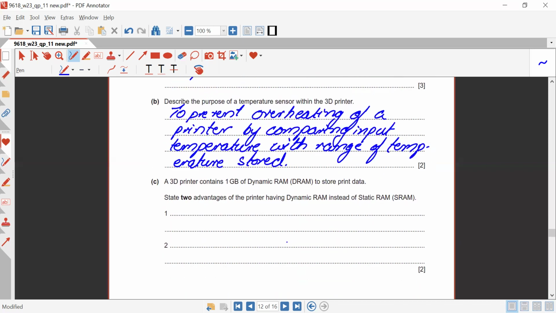Okay, next part they are saying a 3D printer contains 1 GB of dynamic RAM. Yeah, because it is doing the heavy graphics work, so obviously we would be requiring the dynamic RAM over here to store print data. State two advantages of the printer having dynamic RAM instead of the static RAM.